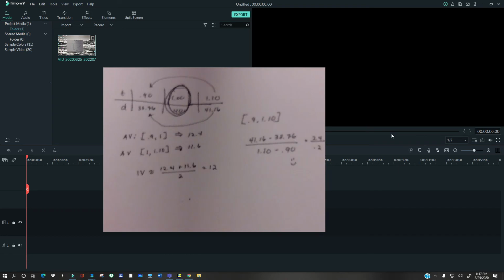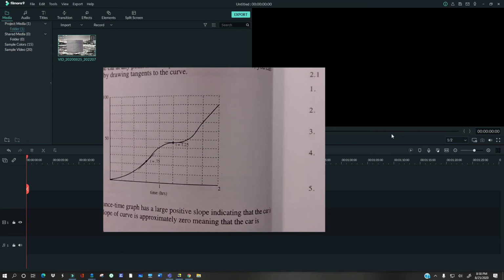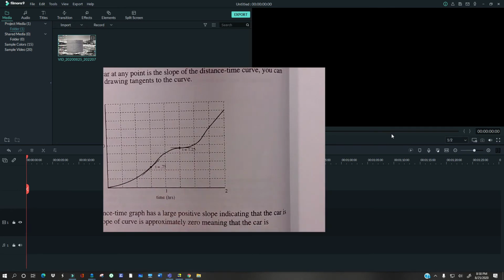Let me see what else we have here. Oh, this graph here, I didn't make a copy of it, but I'll just use a pencil. This graph here is important because we can tell a lot from a graph. There's a number of things I want you to focus on here. Okay, so we have this distance time graph. And what you see are these little tangent lines here, right?